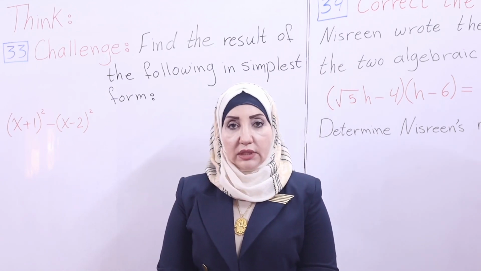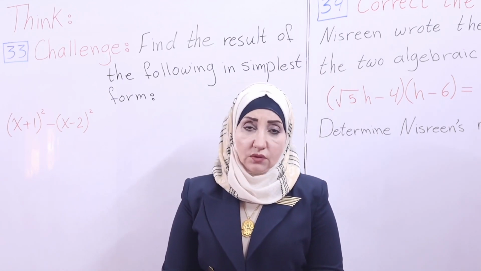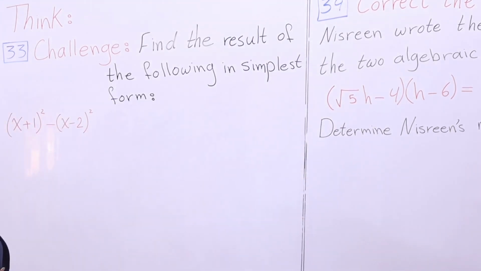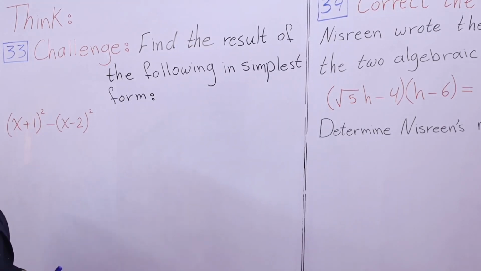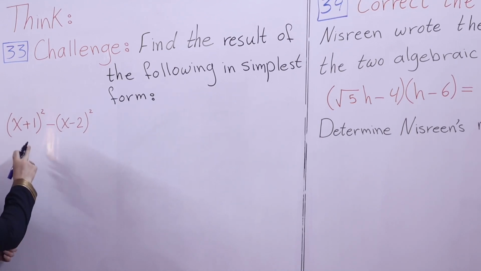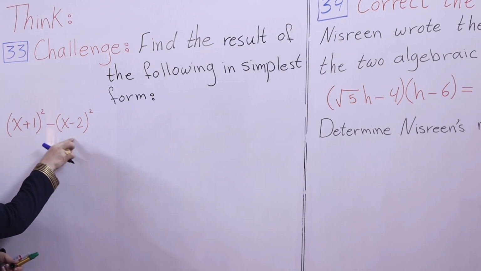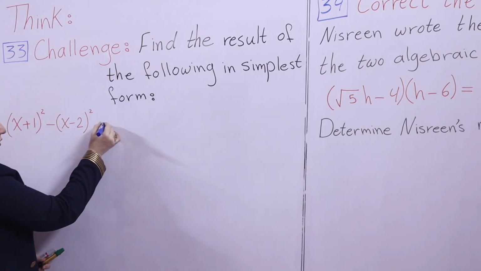In our lecture today, we will solve Think, lesson 1, chapter 2. Here we have challenge number 33. Find the result of the following in simplest form. We want to find the result of this multiplying of two expressions in simplest form.